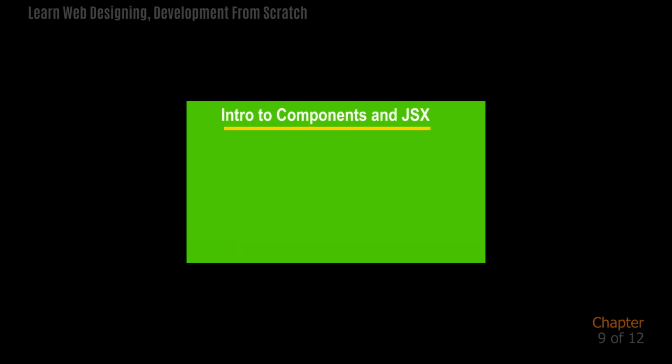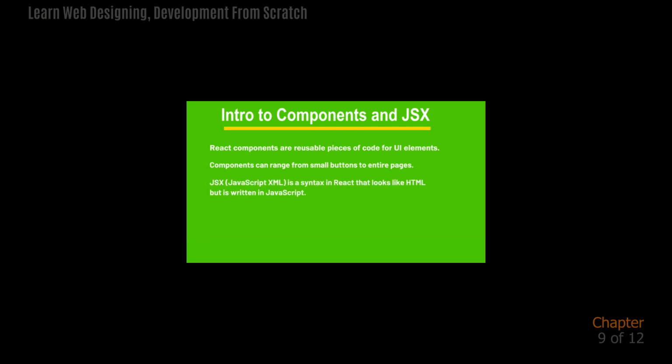In React, a component is a reusable piece of code that represents part of the user interface. Components can be as small as a button or as large as a whole page. JSX, JavaScript XML, is a syntax used in React that looks like HTML but is actually a way to write components in JavaScript. For example, this is a simple React component that displays "Hello, world" on the page.